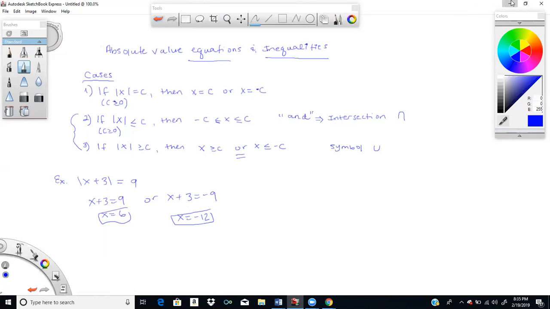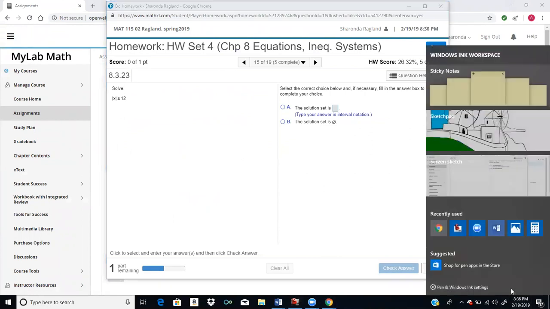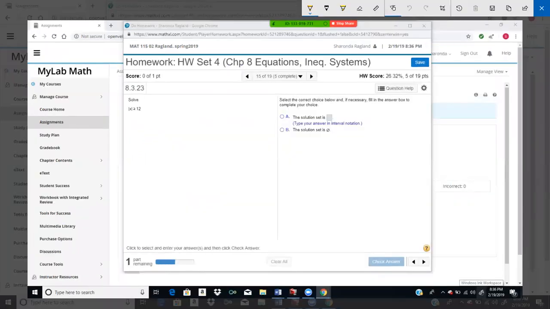So let's look at the example here. So if we have the absolute value of x greater than 2, so that's dealing with case 3 on our notes, okay? So we have to solve. So knowing this is case 3, by case 3 then, that means x is greater than 12, or x is less than or equal to negative 12.